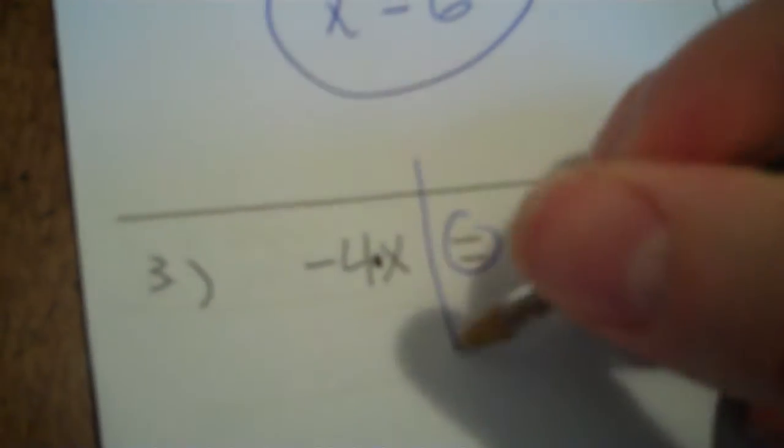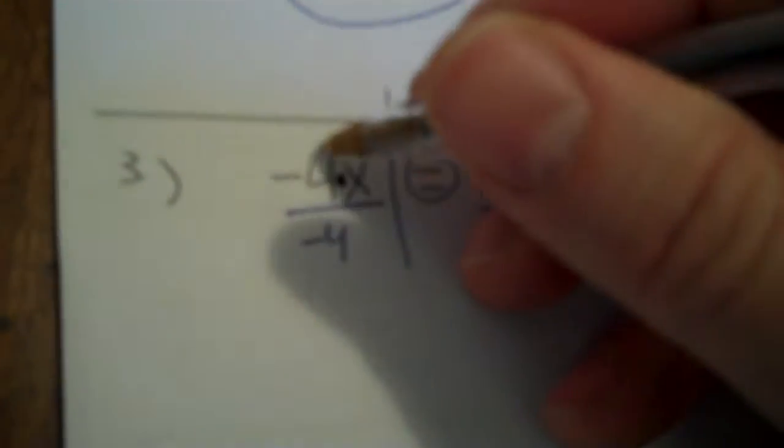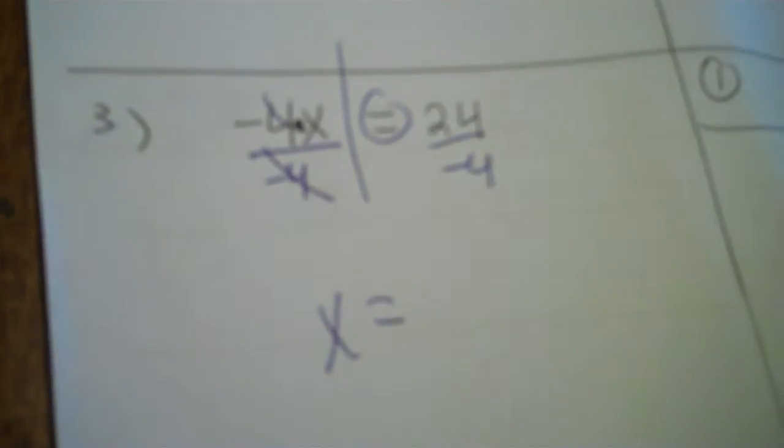Now, make your line. You just have one number on that side, but it's a times, okay? Well, the opposite of times negative 4 is to divide by negative 4, okay? So that means you underline it and put negative 4 there. Okay, then you cross those out, and then we take 24 divided by negative 4. Negative 6.